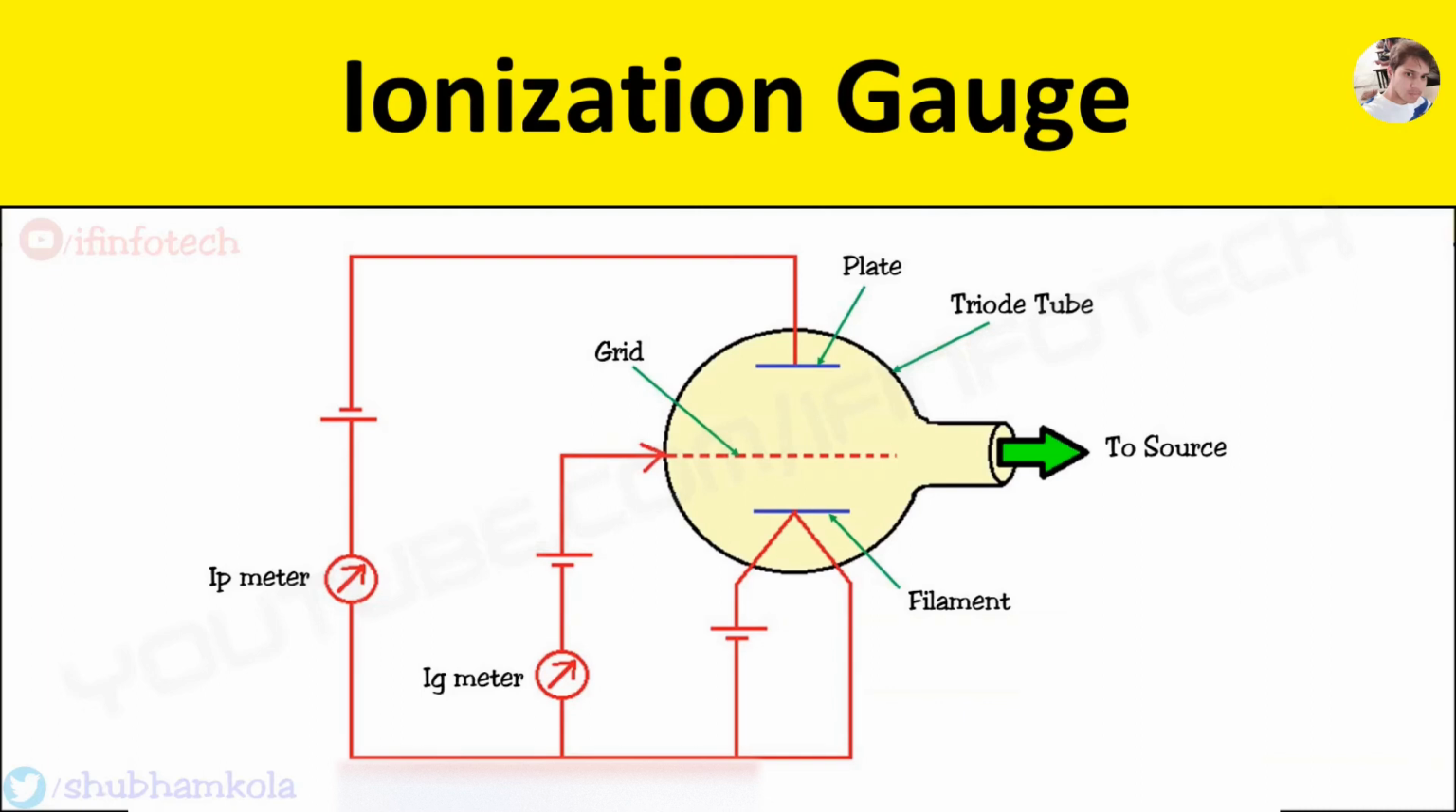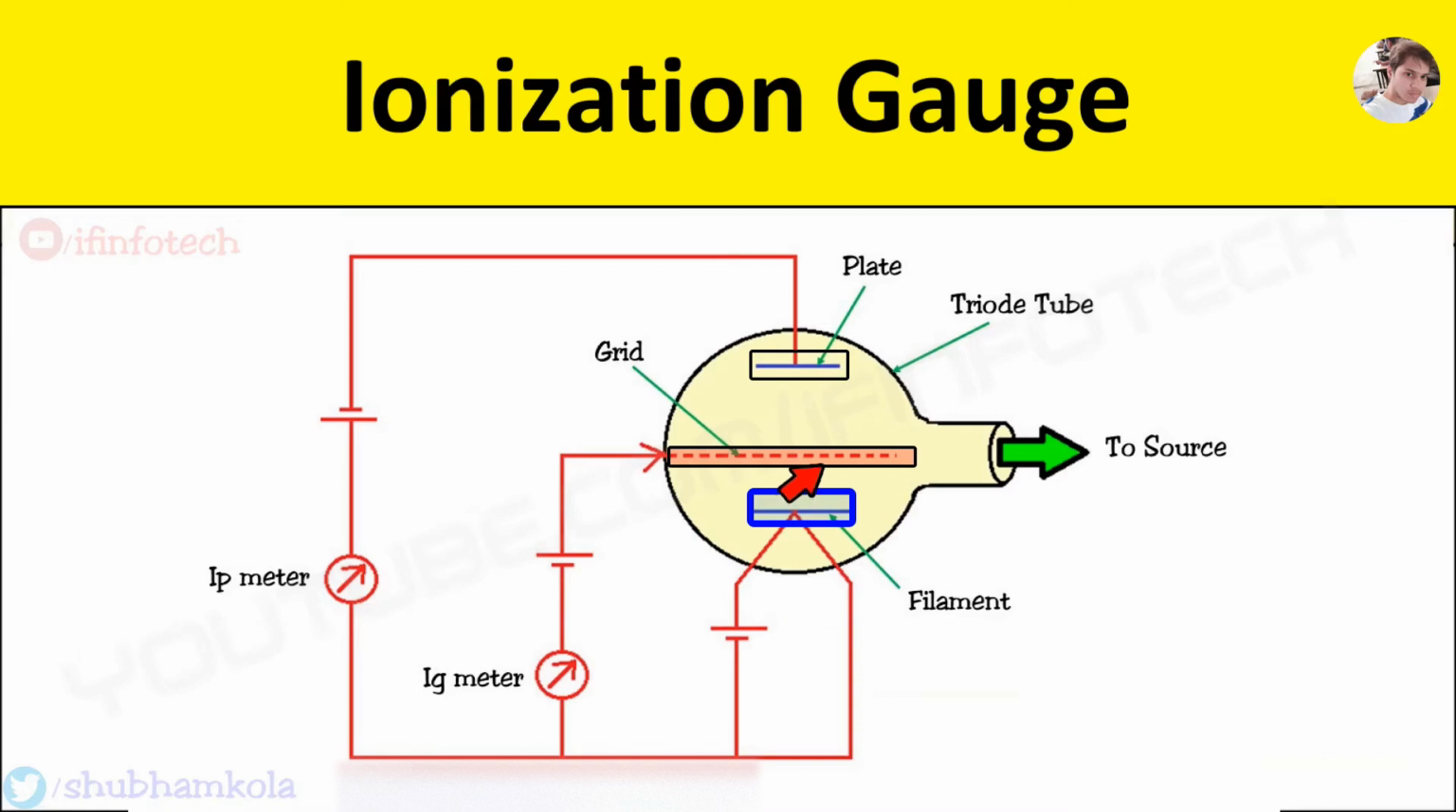In this video, we are going to see the working principle of ionization gauge. So here is the diagram which consists of a triode tube. The triode tube consists of a cathode filament, a positive potential grid and a negative potential plate.